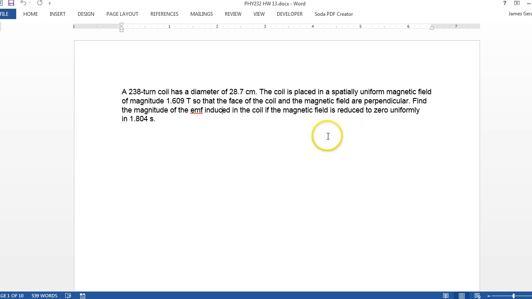The magnetic field is reduced to 0 uniformly in 1.84 seconds. So first of all, we're dealing with the magnetic flux, right? So that's going to be the integral over the surface of B dotted with n hat dA, right? And we know a couple of things: that the magnetic field is uniform over that surface, and we know that it's perpendicular to that surface, so this just ends up being BA.